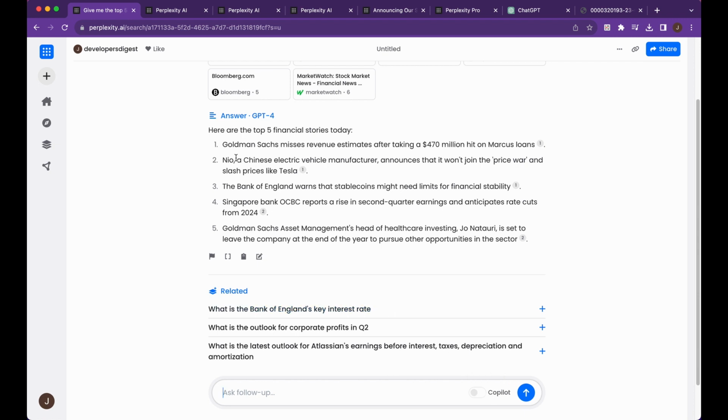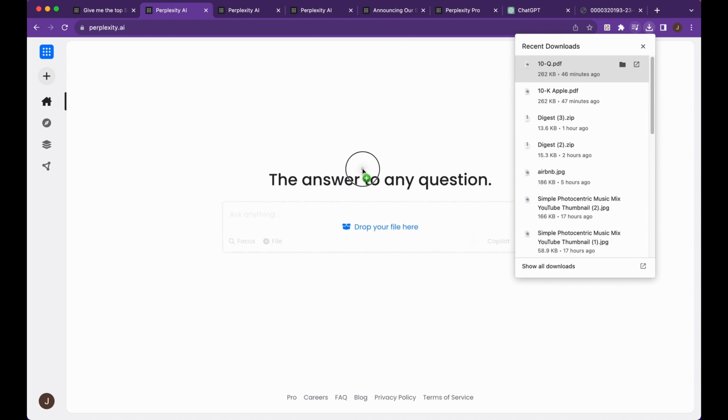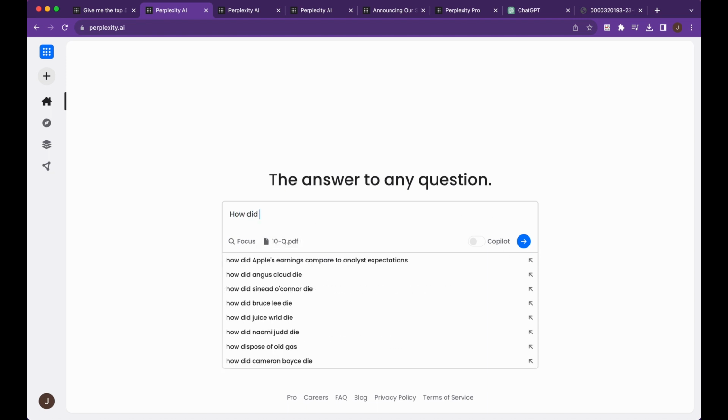So the next thing to note with Perplexity AI is they did recently release a file upload feature. So I'll just demonstrate that here. If I go ahead and go over to my downloads here, and I just drag over a 10Q from Apple's recently released quarterly report, and I just say, how did Apple do this quarter?